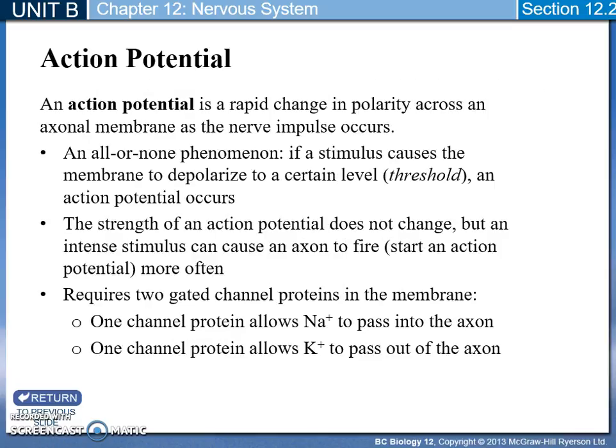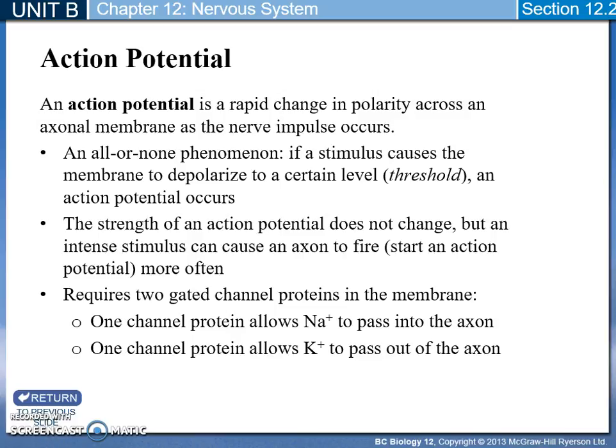An action potential is a rapid change in the polarity across an axonal membrane as the nerve impulse occurs. And this is an all or none phenomenon. So if a stimulus causes the membrane to depolarize to a certain level, referred to as the threshold, then an action potential occurs. The strength of an action potential does not change, but an intense stimulus can cause an axon to fire more often.